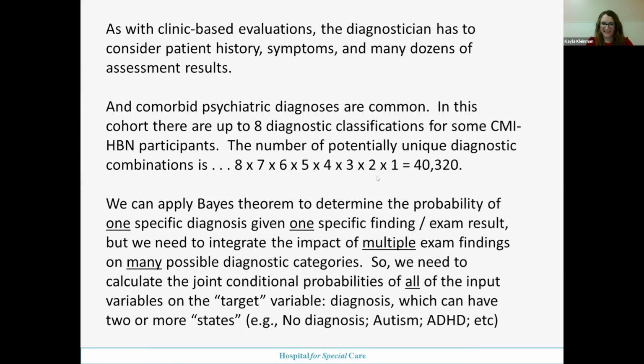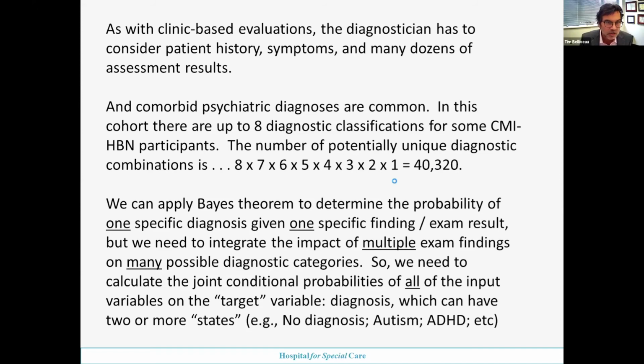In the Healthy Brain Network data set, individuals can have up to 8 diagnostic classifications. So that means that the number of potentially unique diagnostic combinations is 8 factorial, which is over 40,000. So in some of the previous examples we've been showing, we've been looking at the probability for one specific diagnosis, like ADHD, given one specific test result, like the Conners. But now we're trying to integrate the impact of multiple exam findings on many possible diagnostic categories.